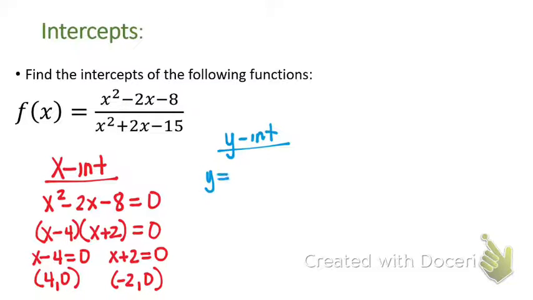So you'll have y equals 0 squared minus 2 times 0 minus 8, over 0 squared plus 2 times 0 minus 15. Go ahead and write that as an ordered pair. Simplify that. So we're substituting in a 0 for x. That's how you find your y-intercept.